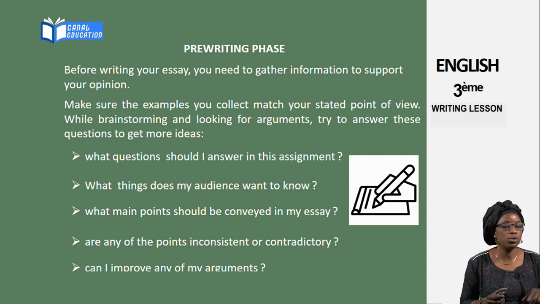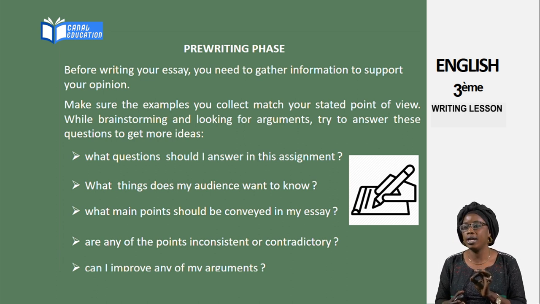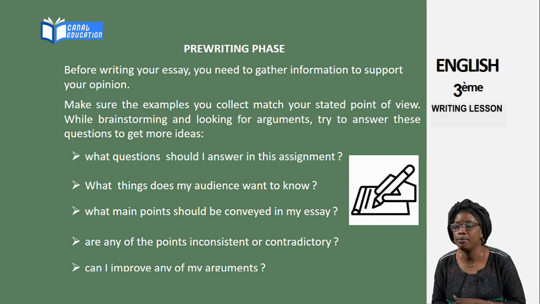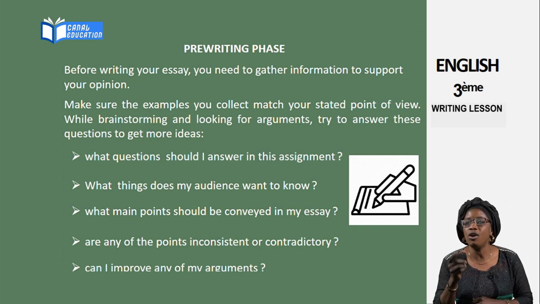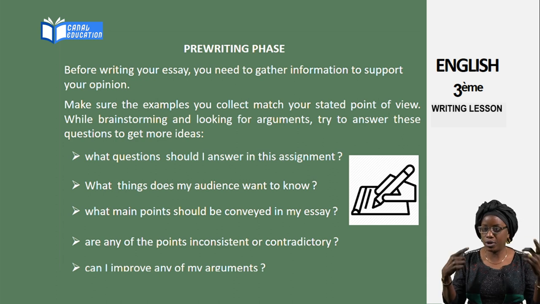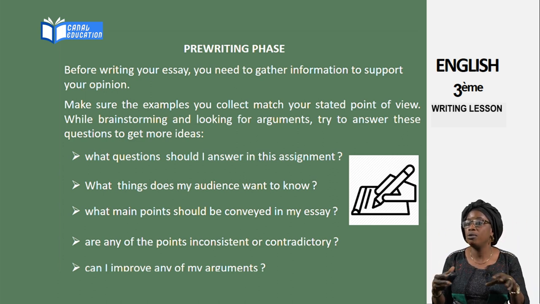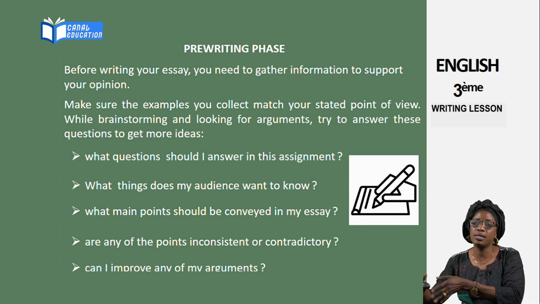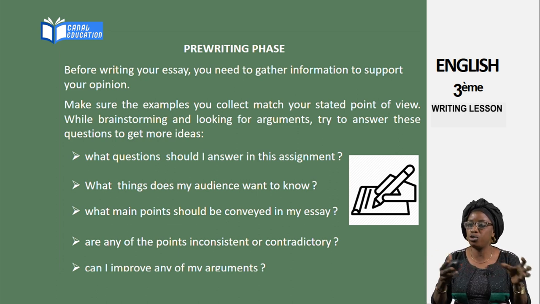Now, the next question, who's going to read the next question? What main point should be conveyed in my essay, okay? The main points, meaning the strong points that I have to put in my essay writing, okay? Next question. Are any of the points inconsistent or contradictory? So meaning that when you brainstorm, just to remind you that brainstorming is that you just jot down all your ideas, okay? For example, if you are asked to write advantages, disadvantages, you write in one part advantages, in the other part you have to write the disadvantages. So, are any of the points inconsistent or contradictory? So, you have to choose, okay?